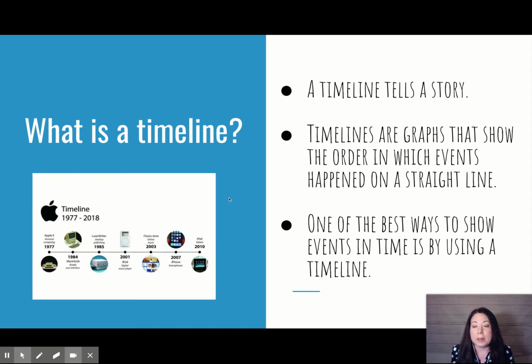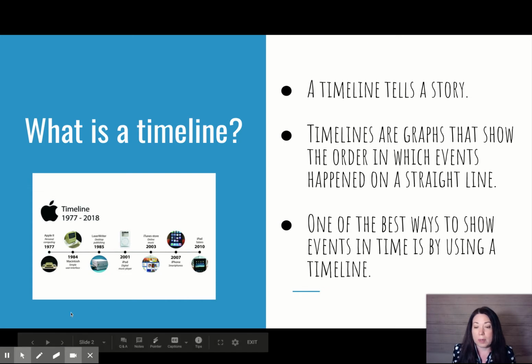Here's an example of a timeline on a straight line of Apple computer, what they started at in 1977 and what they finished with around 2010, the products that they've made.